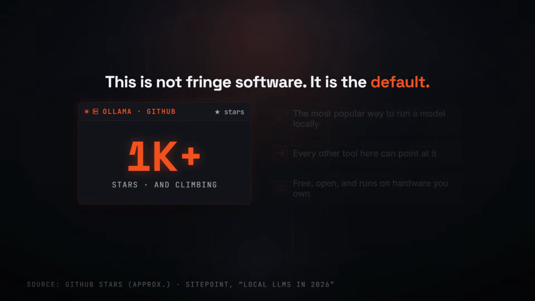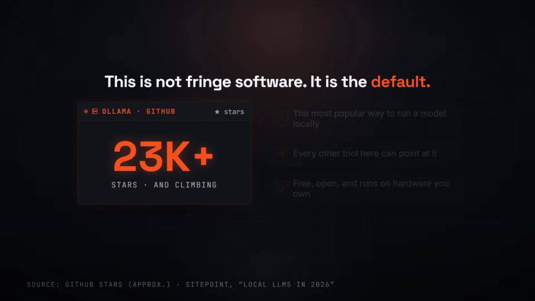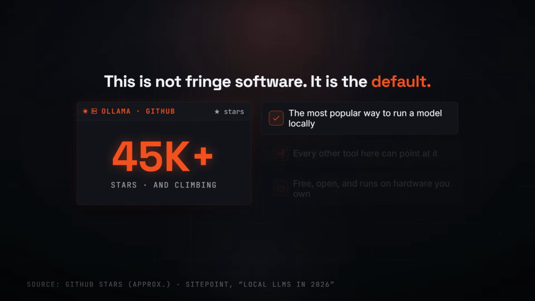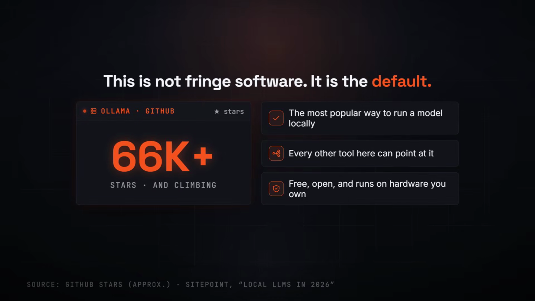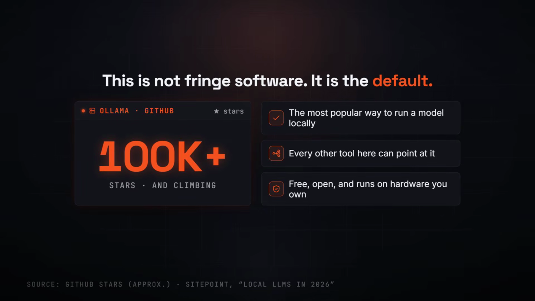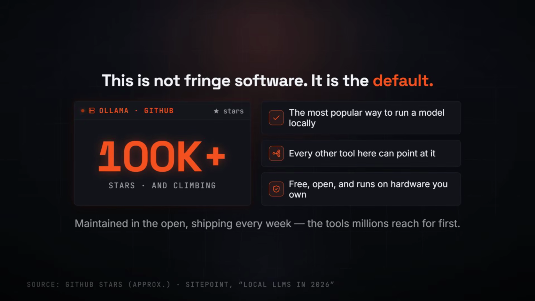Step back and look at the momentum, because this is not fringe software. Ollama has blown past 100,000 stars on GitHub. These are not science projects. They are the default tools that millions of developers now reach for first. Maintained in the open, shipping every week.